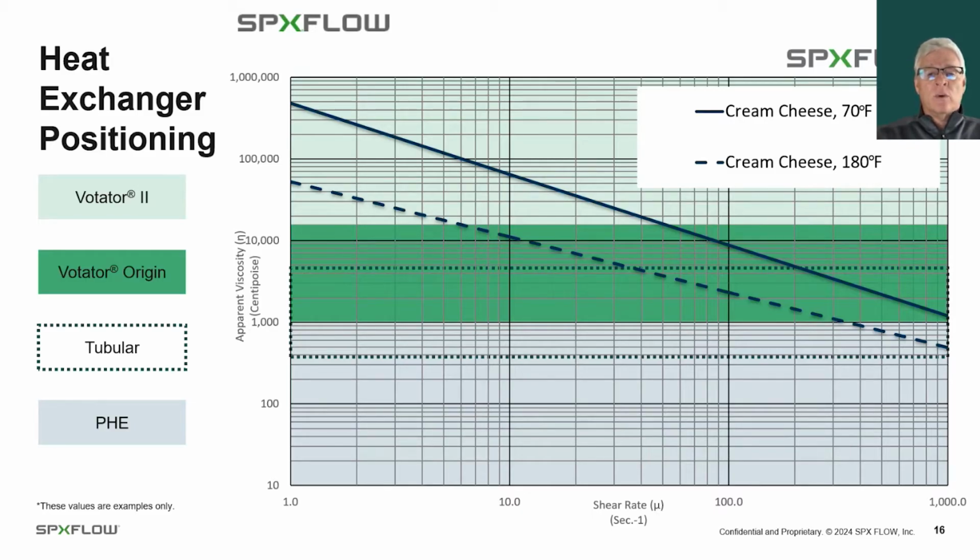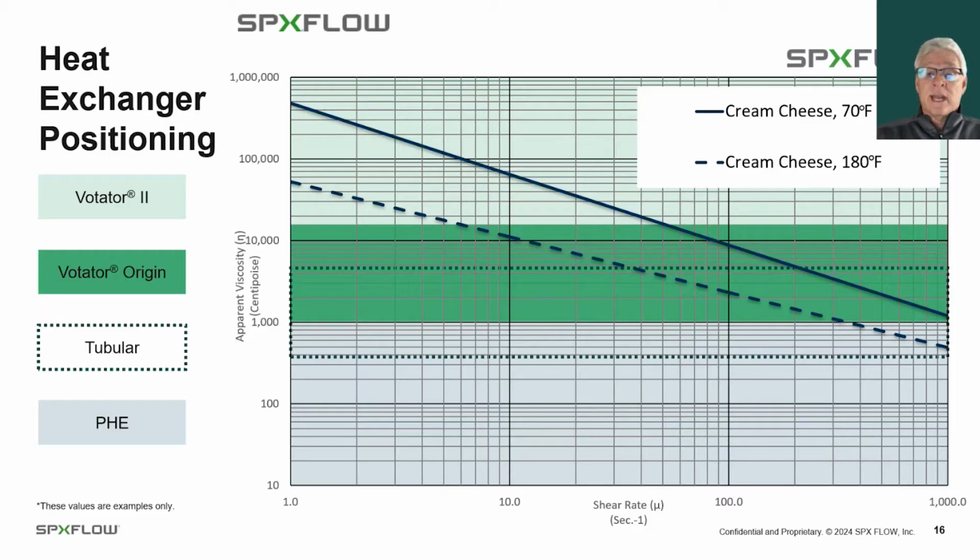And that's where the Origin comes into play because of the viscosity range on that hotter, warmer side. It's the most effective and most cost effective as far as that goes. And then because the Origin cannot handle refrigeration, the customer has the Votator II to cool it down even further, even to 70 if need be. So that heavy duty, robust design is much better for that cream cheese as it really gets cold, it gets viscous.